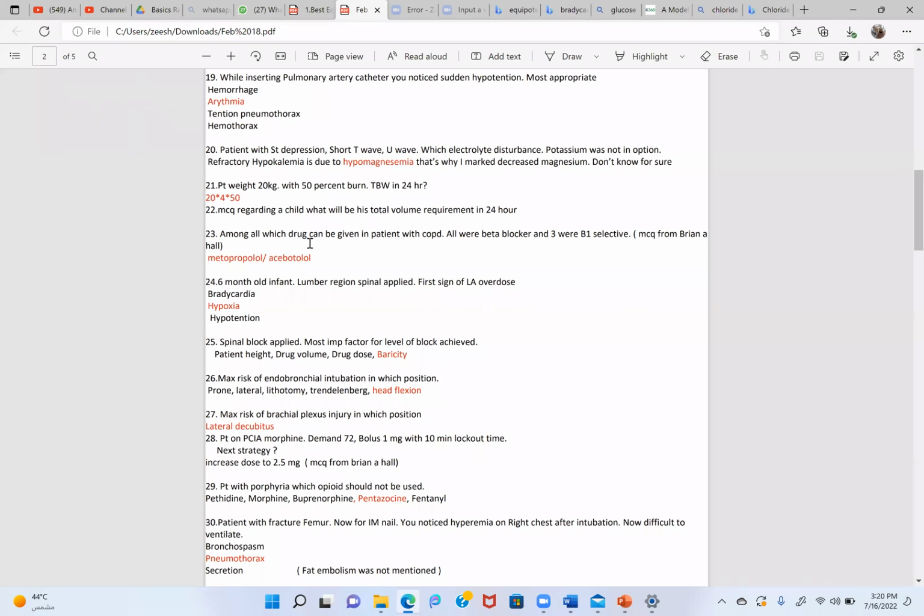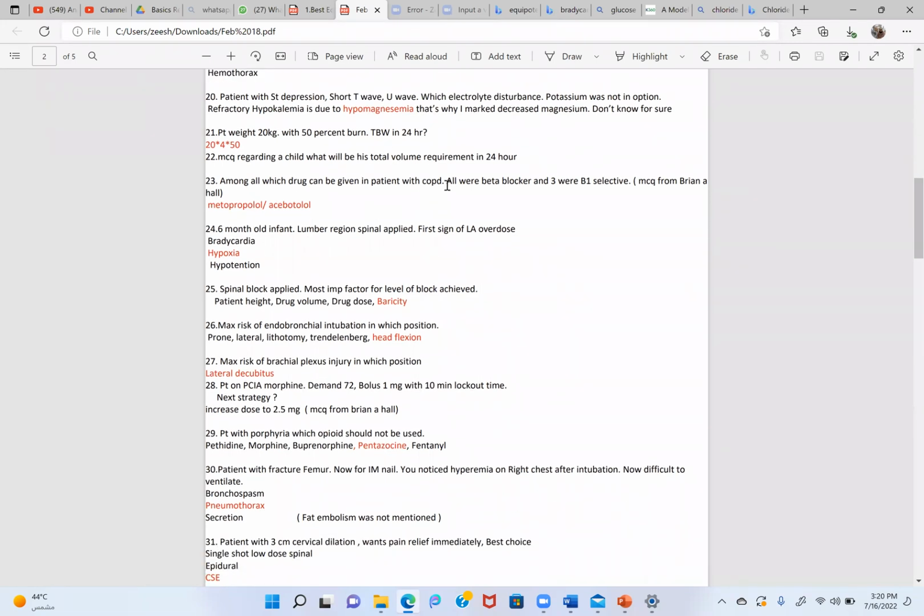Among all, which drug can be given in a patient with COPD? All were beta blockers and three were beta 1 selective. MCQ from Brian A. Hall. Okay. Metoprolol or acebutolol. Metoprolol or atenolol are cardioselective.